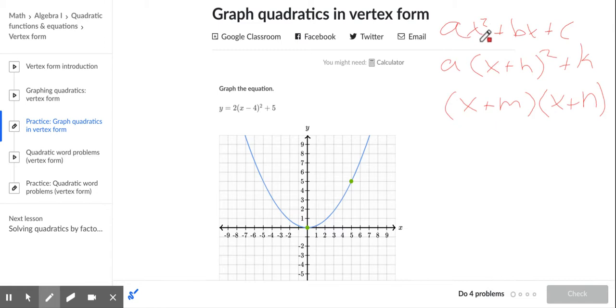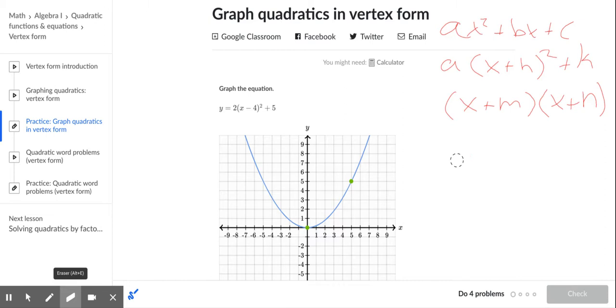From standard form, we had to say, okay, x equals negative b over 2a, find that number, and then plug it into this equation, and that gave us our vertex in standard form.